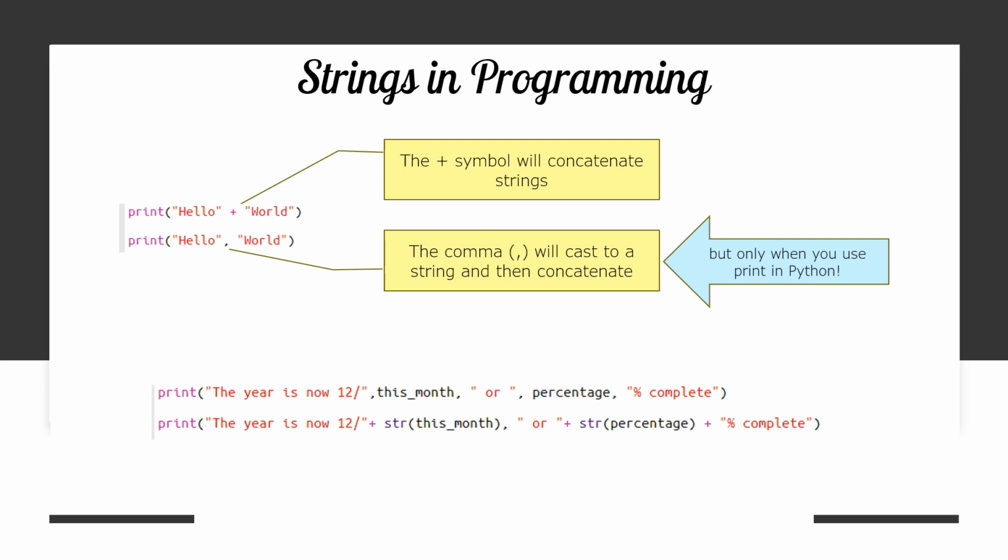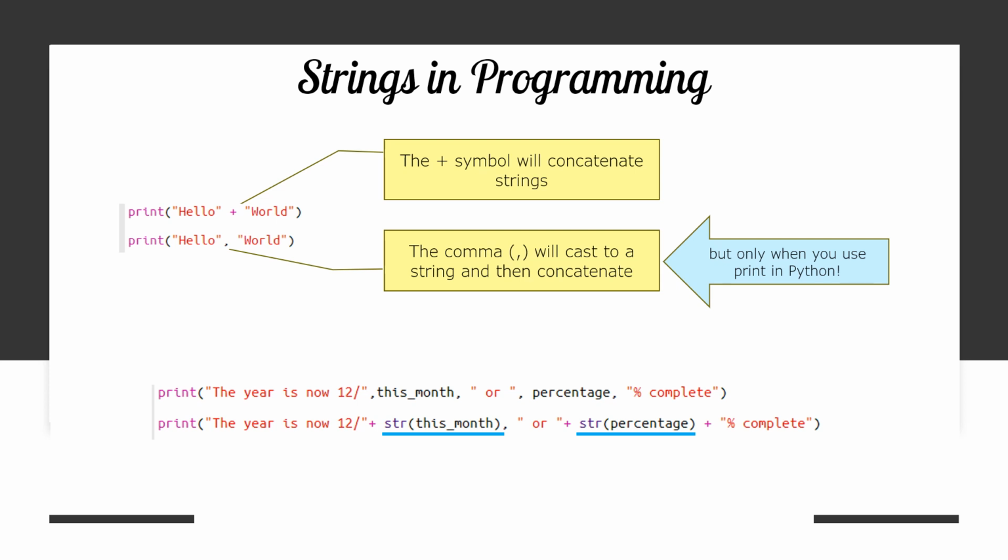In the second version, I've used the plus, which just concatenates. And because this month and percentage are both integer variables, I'm going to have to use the str, so str or string, to cast each of those numbers into a string and then use the plus to concatenate them together.